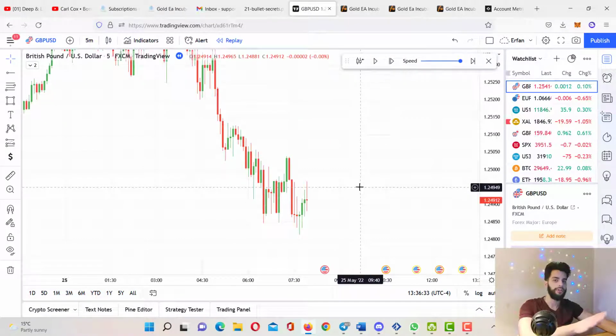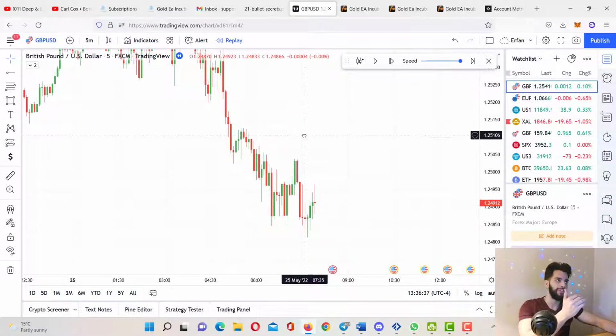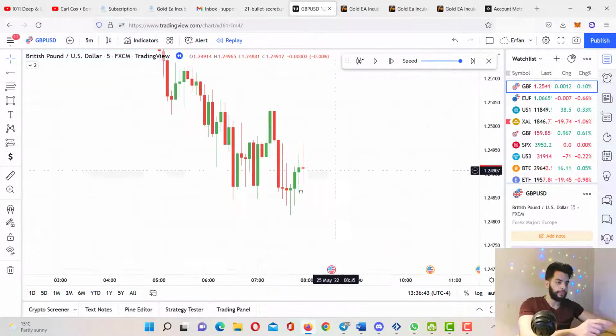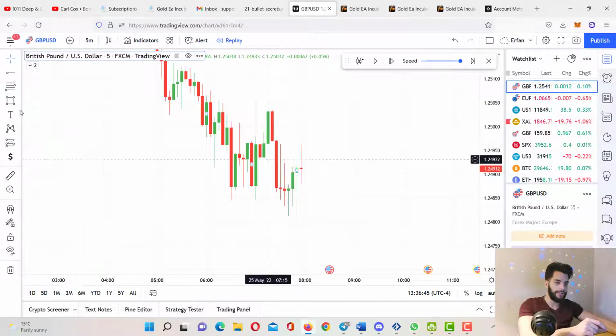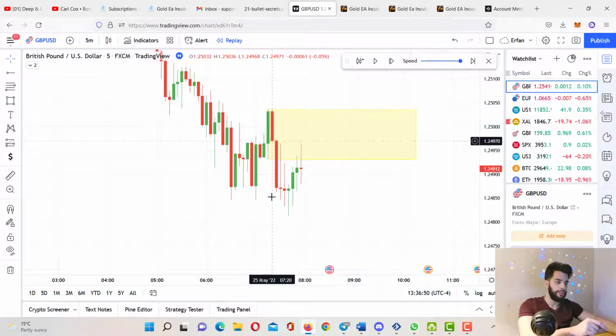You know what time I start? Always the New York session opening, 8 a.m. Eastern Standard Time. So when I woke up in the morning, I noticed that it already had this high probability supply zone right here. It means that there was a gap, but it filled in really quickly.